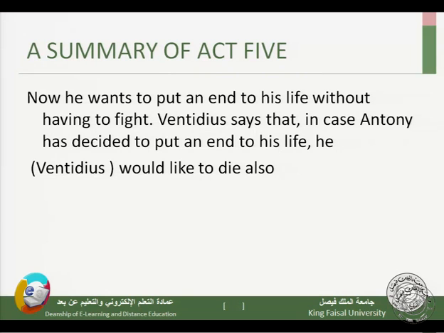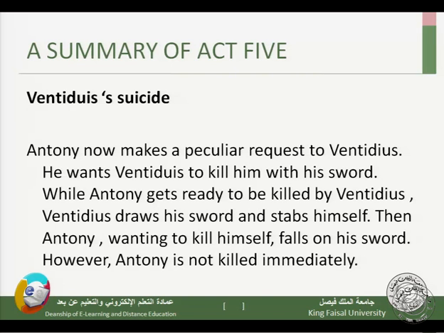Ventidius says that in case Antony has decided to put an end to his life, he, Ventidius, would like to die also. So Ventidius, who loves Antony the most and is quite sincere and loyal to him, told Antony that if you decide to commit suicide, I'll do the same, because I cannot live without you. Ventidius' suicide. So that's why we call this play a tragic play. It's a tragedy because of all these deaths that will happen at the end of this play. So, Ventidius' suicide.